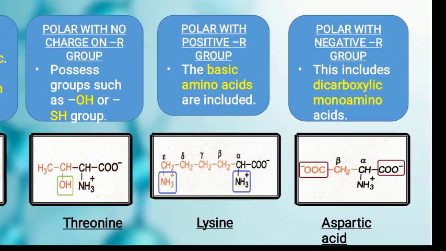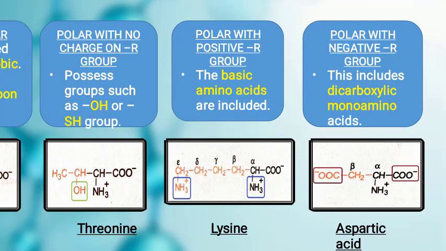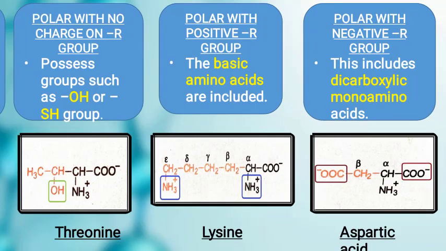And the last class, the polar with negative R group. This includes dicarboxylic monoamino acid, which means that they will have 2 carboxylic groups. The example is of aspartic acid.